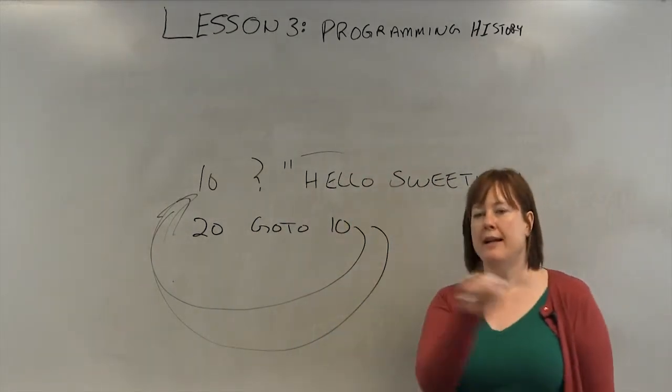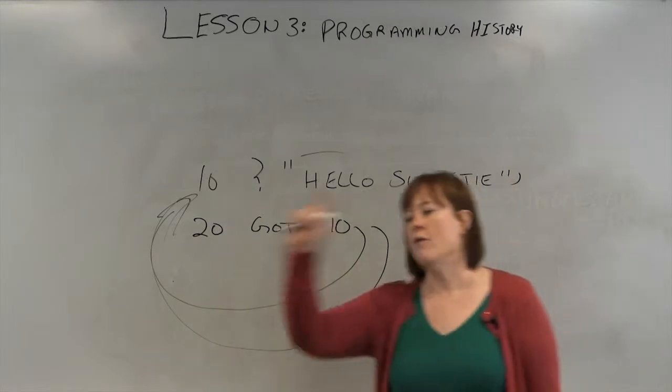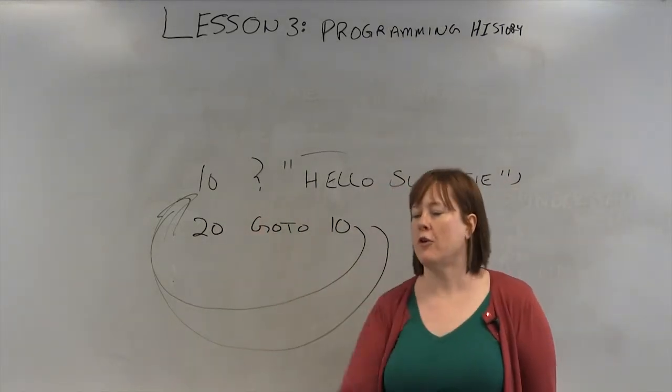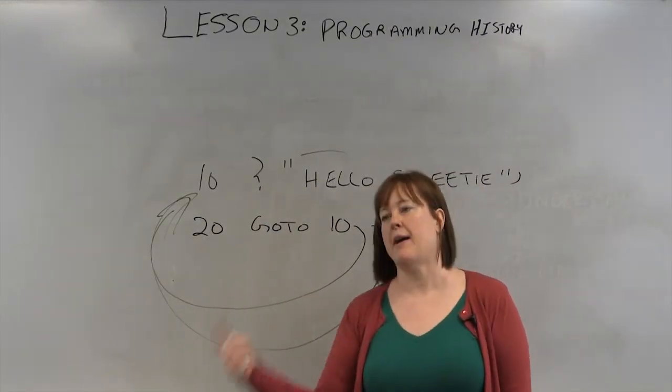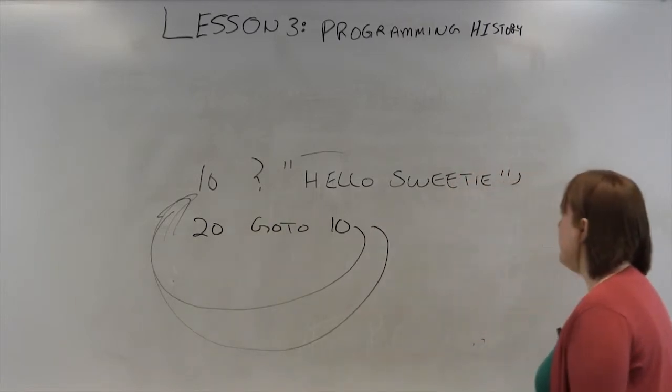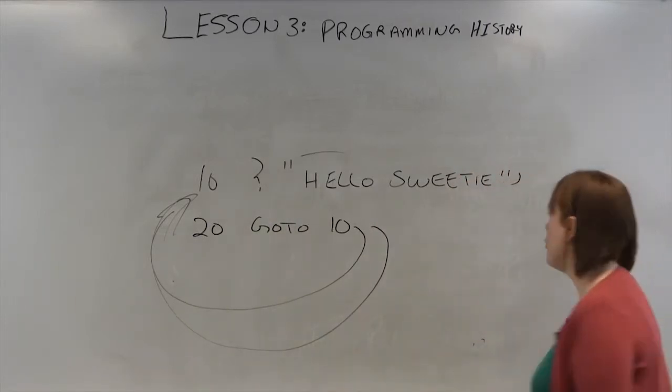What it would do is display that line over and over and over again, scrolling to the screen until somebody came and stopped it by doing an interrupt, like a Control-Alt-Delete.